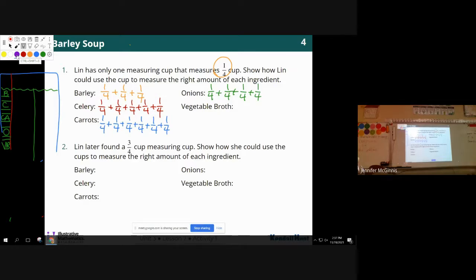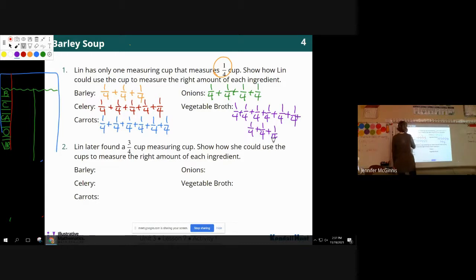All right, Chloe, did you figure it out? Yeah. What was it? 9. Why 9? Because we have 1 whole, which is 4. 4 plus 4 equals 8, and then 8 plus 1 equals 9. 1, 2, 3, 4, 5, 6, 7, 8, 9.